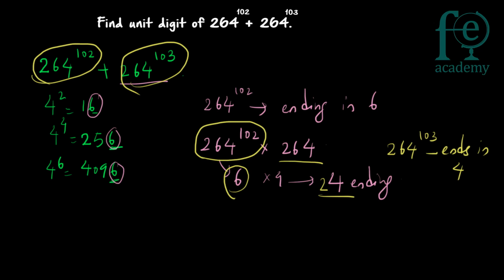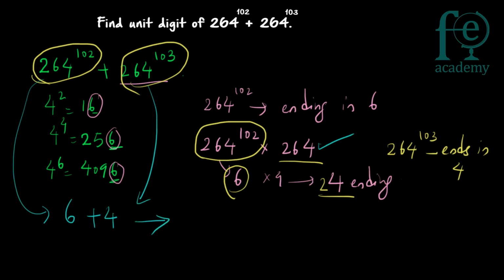All the even powers of 4 will be ending in 6. So from that you can easily say 264 raised to 102 will also be ending in 6. Then 264 raised to 103 is equal to 264 raised to 102 into 264. So 4 into 6 is equal to 24, so this will be ending in 4. Now 264 raised to 102 is ending in 6, and 264 raised to 103 is ending in 4. When these are added together, what will you get? 10, or 0. So you can say 264 raised to 102 plus 264 raised to 103 has units digit equal to 0.